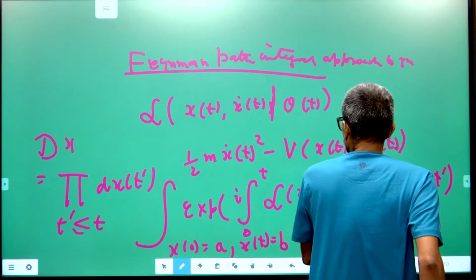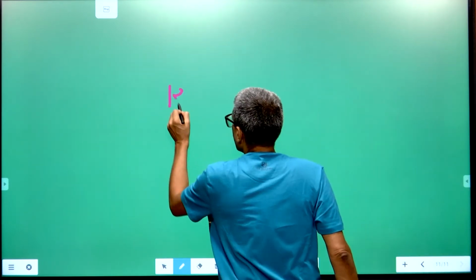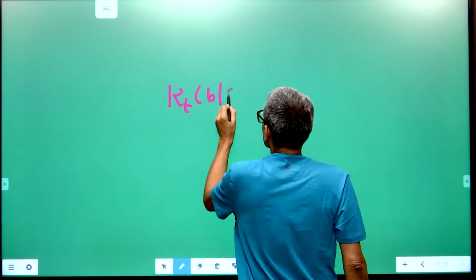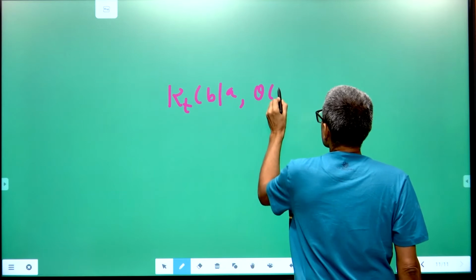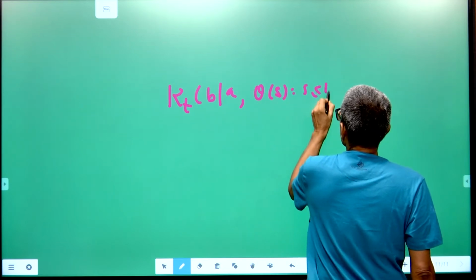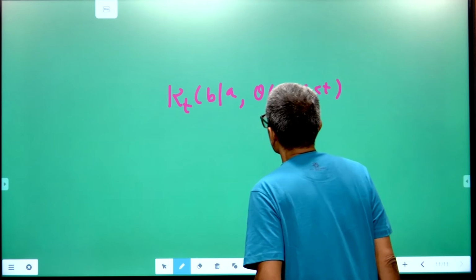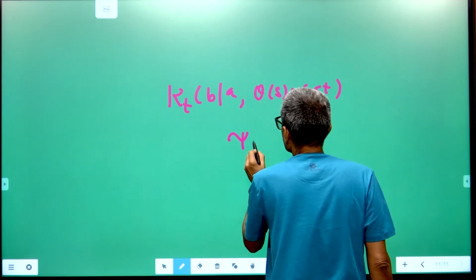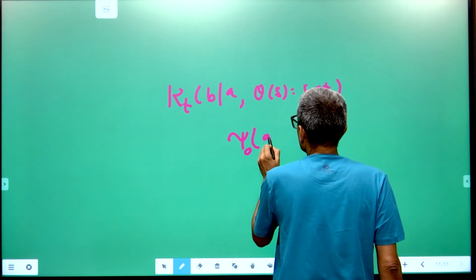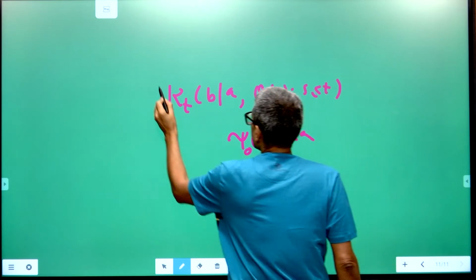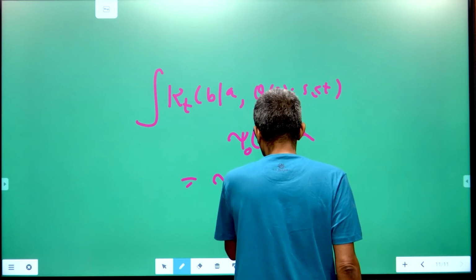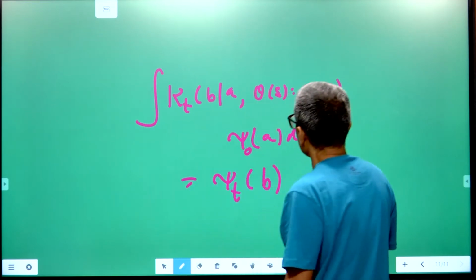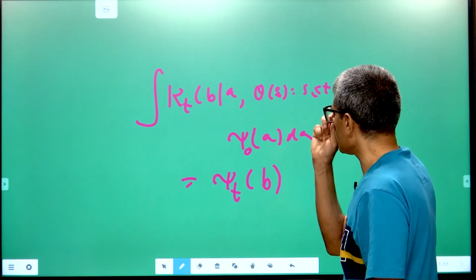That means that if you look at k t b a, it will also depend on the history of theta up to time t. So you can write it as theta s for s less than or equal to t, because the potential depends upon all that. If you multiply it by the wave function at time 0, namely psi 0 a dA, and integrate, then it will give you the wave function at time t, evaluated at the point b. This satisfies the Schrodinger equation.